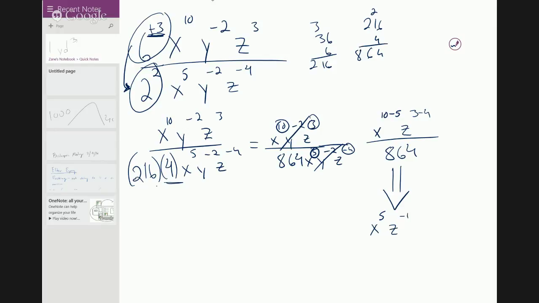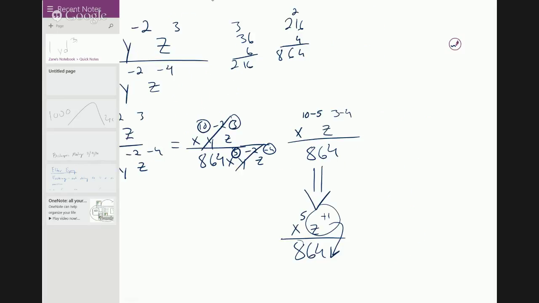Over 864. Now some math books would like you to eliminate all negative exponents. So we could just take this z to the negative 1, make it positive 1, and move the whole thing down. So our final answer would be x to the 5th over 864 z to the first power. Or I'll just leave it as z, since the first power is kind of implied.